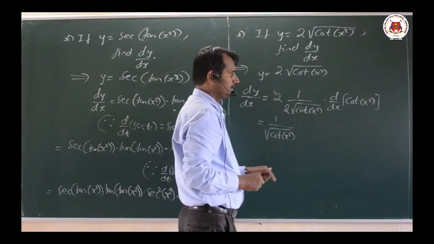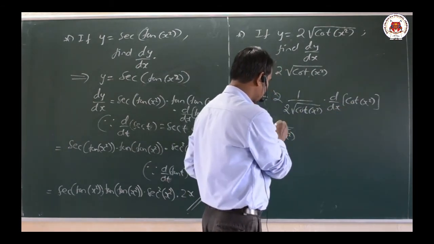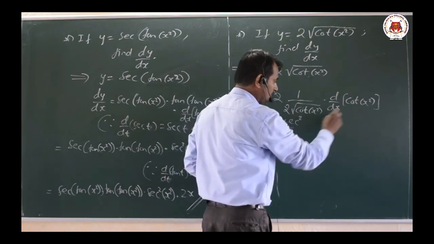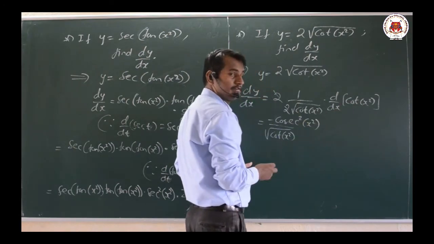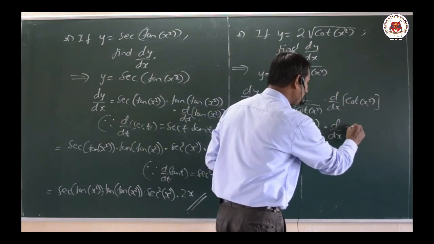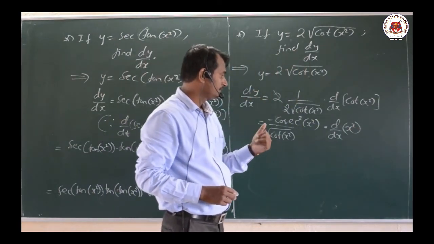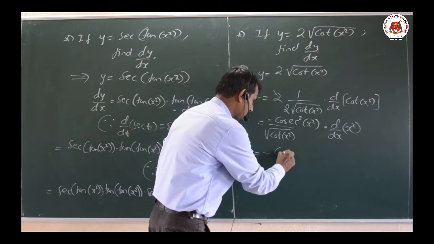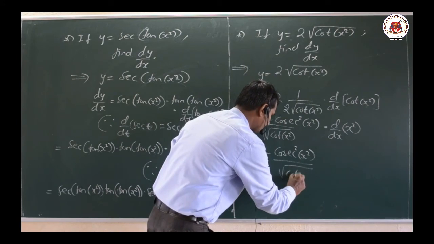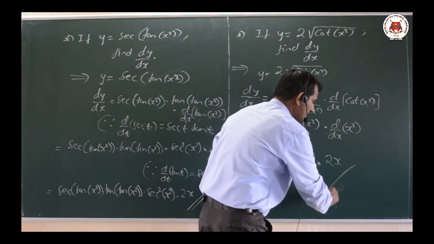Now here differentiation of cot x is minus cosecant square x. In the place of x we have x square. Finished. Further differentiation of this part into d by dx of the innermost part, that is x square. Now what we get: minus cosecant square of x square, whole divided by root of cot of x square, into x square differentiation, which is 2x.